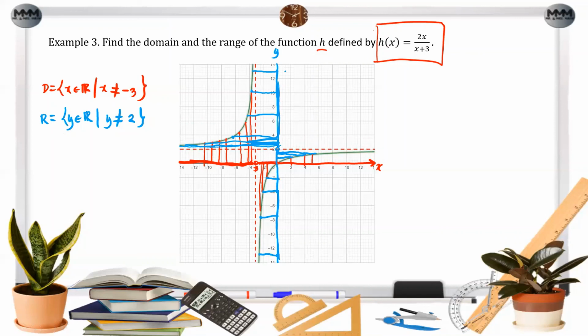So I hope it is very clear to you now on how to find the domain and the range of the function. Actually, there are many ways to find the domain and the range of the function. It's up to your preference what method you want to use. You can use the graphical method if the graph is available or you know how to graph it, or you can use the other method.